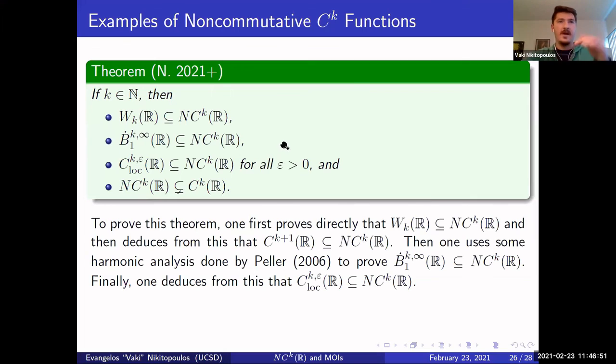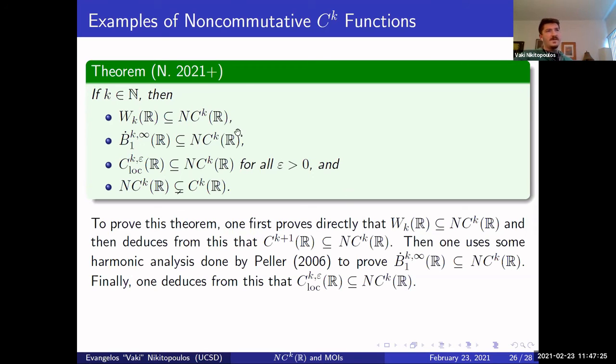And just a short word about how you move through the proof of this theorem. You prove through fairly direct means that W^k is NC^k. And then you can deduce from this that C^(k+1) is NC^k. And this fact, together with some non-trivial harmonic analysis that Peller did in that 2006 paper I mentioned, you can prove that this homogeneous Besov space is in NC^k. And then finally, one deduces from this and generalities about Besov spaces that these Hölder functions are NC^k.